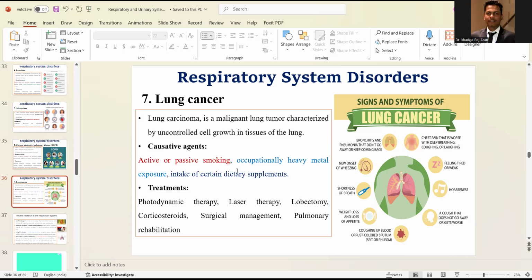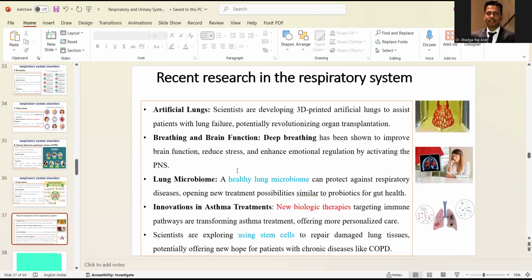Next is a lobectomy, that means removal of the lobe of the lungs, or we can use some corticosteroids or some chemotherapy agents for the treatment of lung cancer. So the next slide is recent research in the respiratory system.